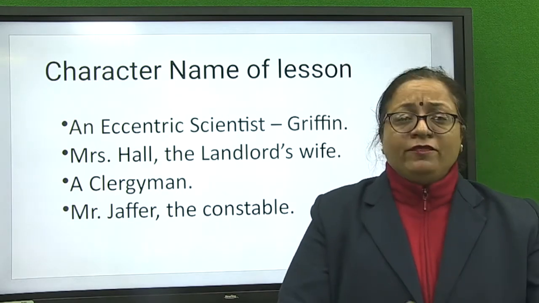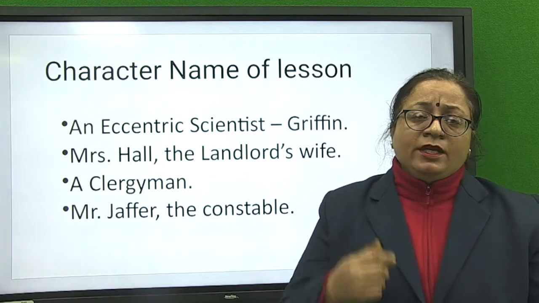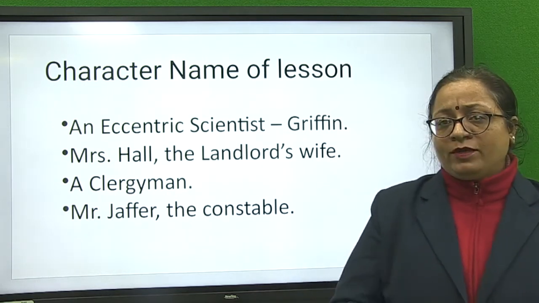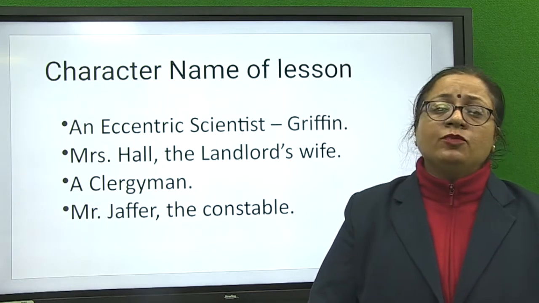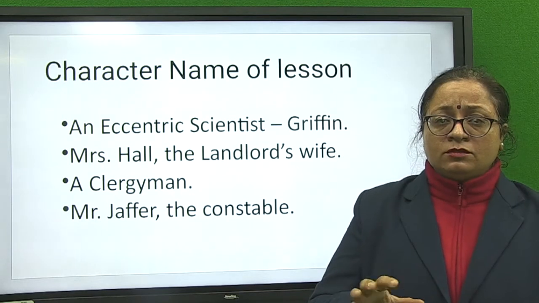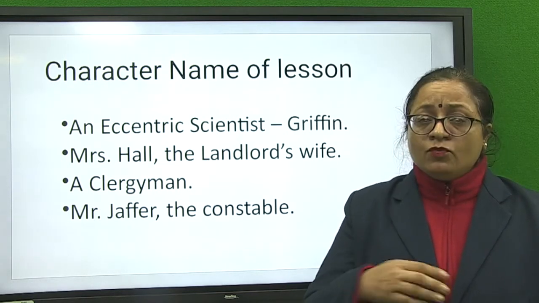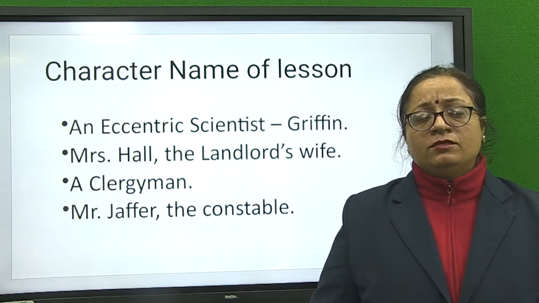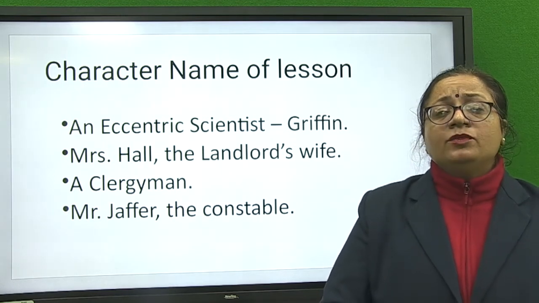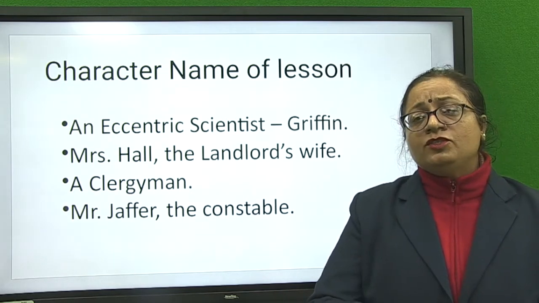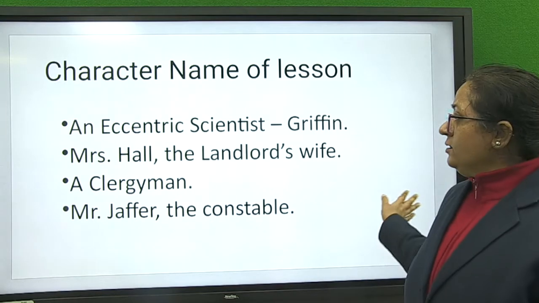Because when Griffin invented that medicine for invisibility, he tried to hide it from everyone. For this purpose, he went to Iping, and during his stay there, he came in contact with Mr. and Mrs. Hall, the owners of the inn where he was staying. He was doing his further research secretly because he wanted to research an antidote to the medicine which he had already created for invisibility. And then he met Mr. Bunting there, the clergyman, who was staying in Iping, and Jaffers was the constable. So now the actual story of the lesson begins.